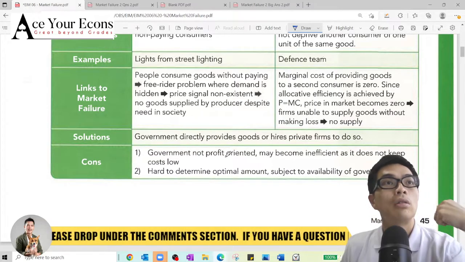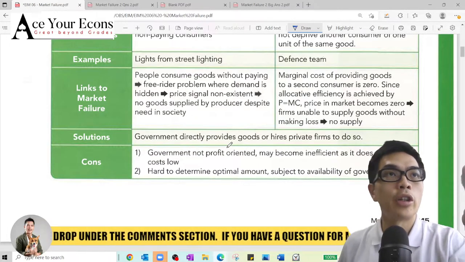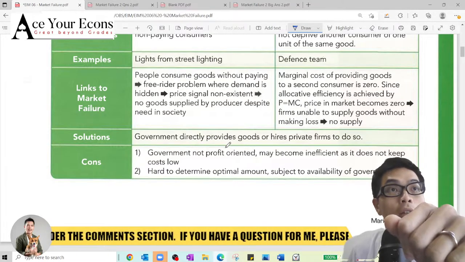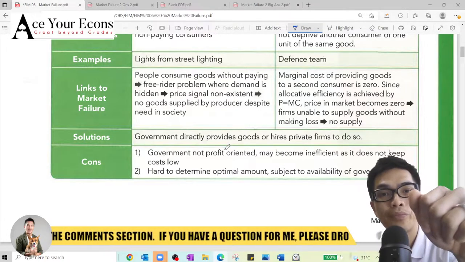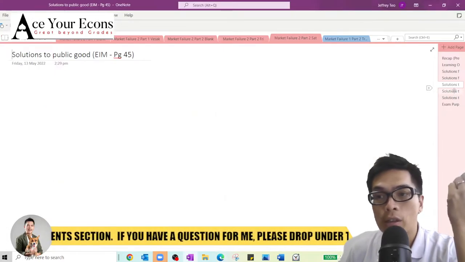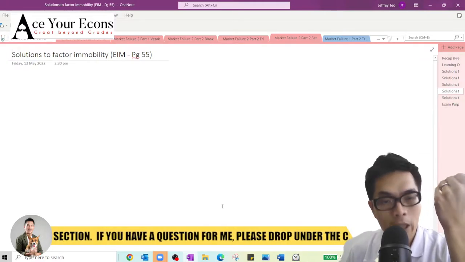Okay, so direct provision. The limitation is exactly the same that I've mentioned earlier on, because it's a direct provision. So we can afford to be brief here. Next, factor immobility, page 55.